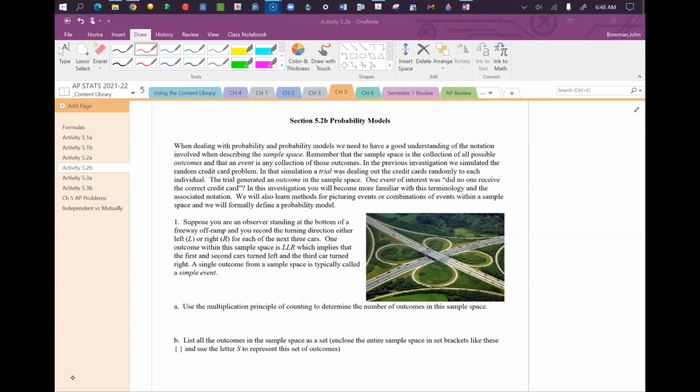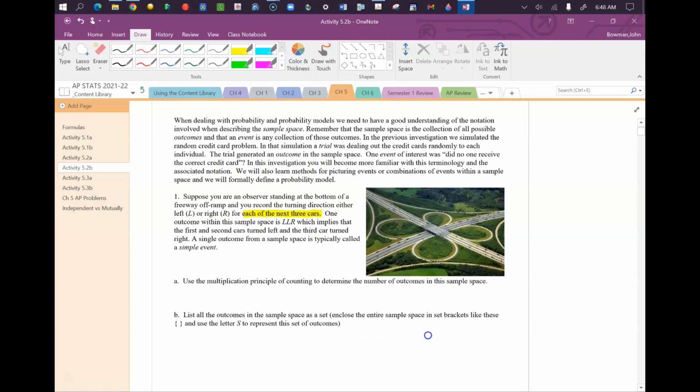Suppose you are an observer standing at the bottom of a freeway off-ramp and you record the turning direction, either left or right, for each of the next three cars. One outcome within this sample space is LLR, which means first car turns left, second car turns left, third car turns right. A single outcome from a sample space is typically called a simple event.